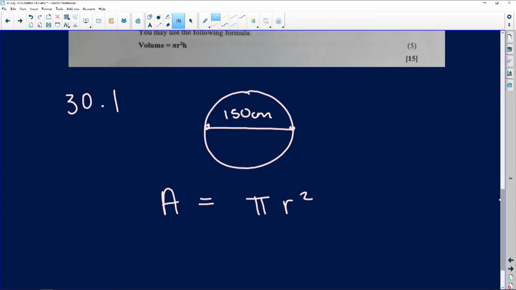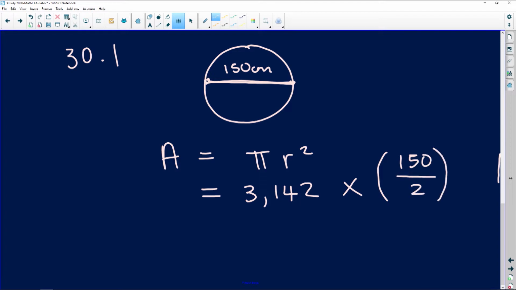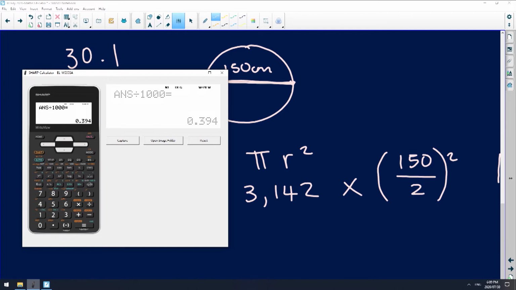So it's going to be pi, and we know pi is 3.142. We've been told that the radius is half of this diameter. So it's going to be 150 divided by 2 squared. That's super, super important for you to be able to do. Let's go and plug that into our calculator.